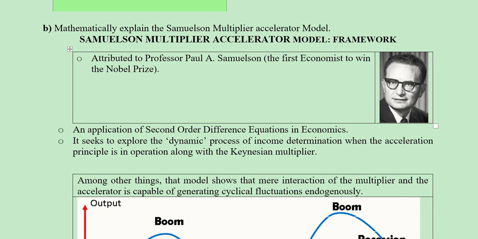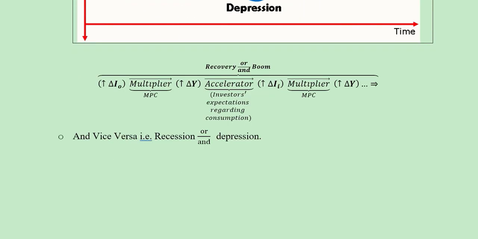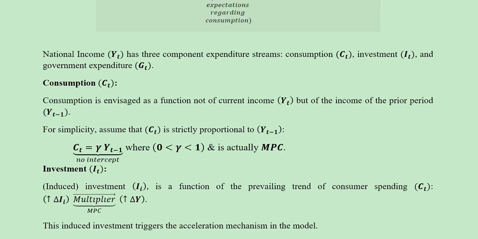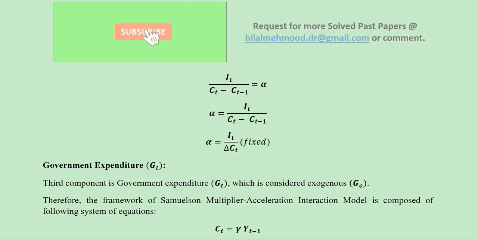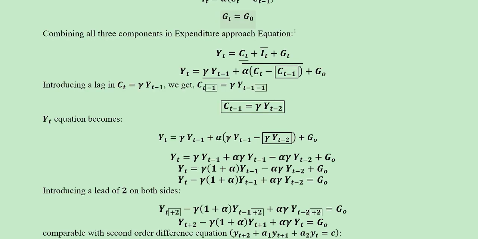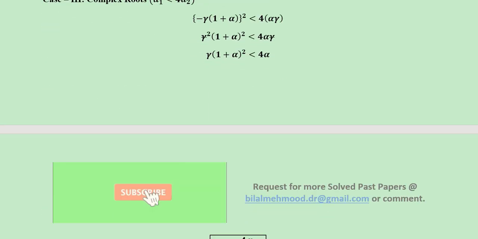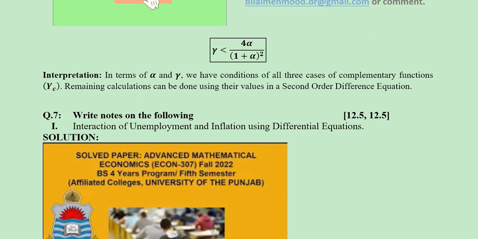Then the B part of it requires us to use the Samuelson multiplier accelerator model for the explanation of the interaction between multiplier and accelerator. This is also given on the same channel. You can refer back to that video where all of it is explained in detail. This is the glimpse of the solution, and this is further solution of it, and this is the nature of the roots.